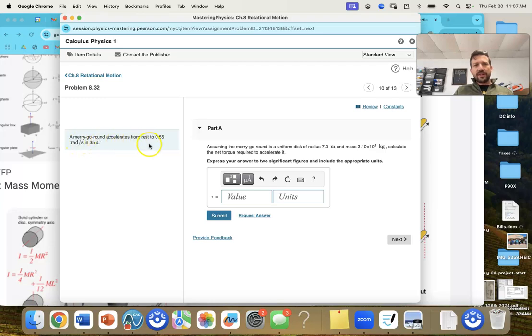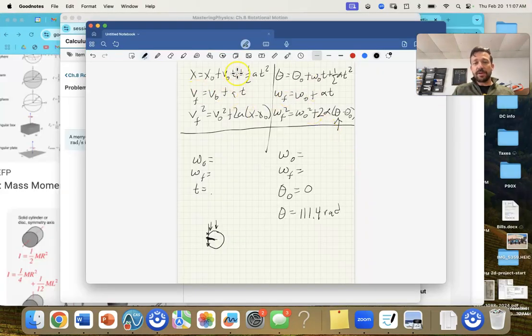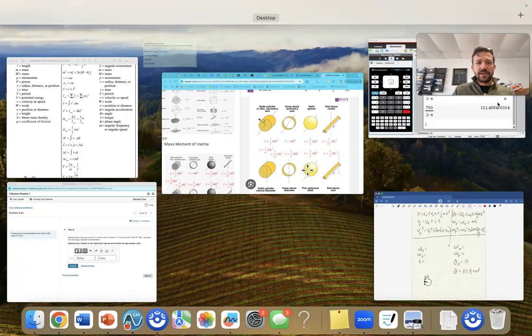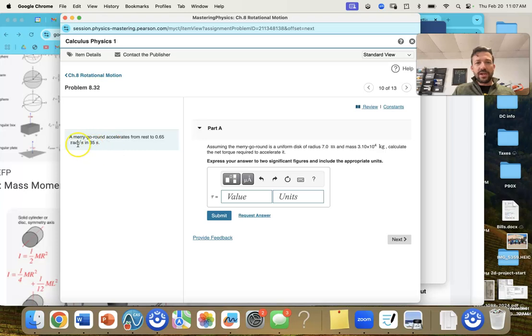A merry-go-round accelerates from rest to 0.65 radians per second in 35 seconds. Okay, when I read that, I'm thinking it's something back to our old formulas. So the things that we know: it starts from rest, so we know initial angular velocity, omega naught. We know omega f, which is how fast it's moving afterwards, and we know time. Assuming the merry-go-round is a uniform disk of radius 7 meters and a given mass, calculate the net torque required to accelerate it.